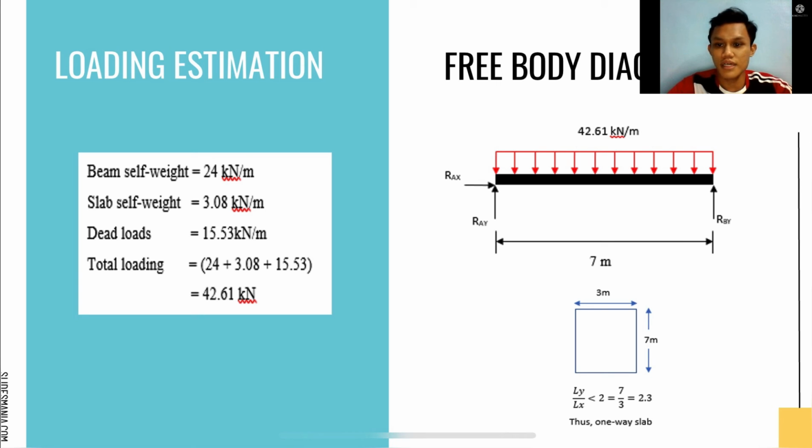So to determine whether the slab is one-way or two-way slab, use the formula Ly divided by Lx, which is the longest span divided by the shortest span. So in this case, 7 divided by 3, we got 2.3. So bigger than 2. Hence, the slab we use is one-way slab. So the load estimation was 42.61 kN per meter.